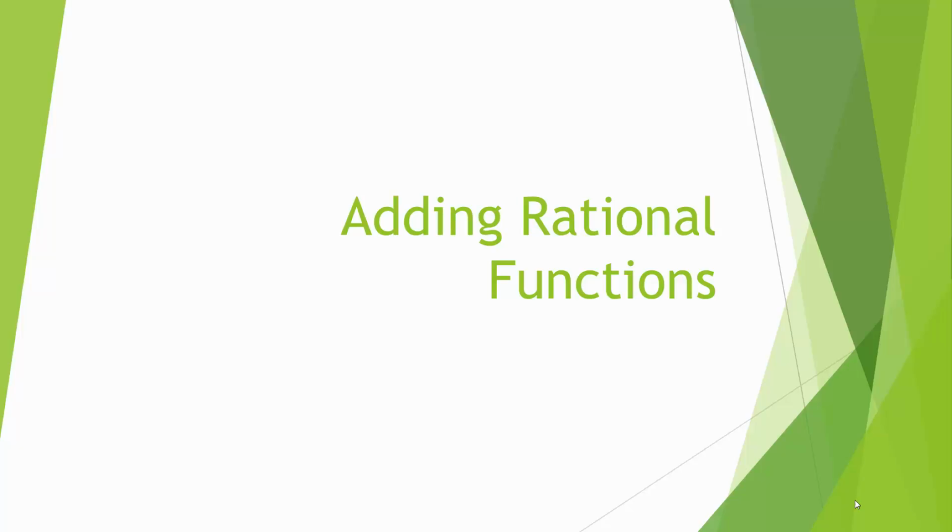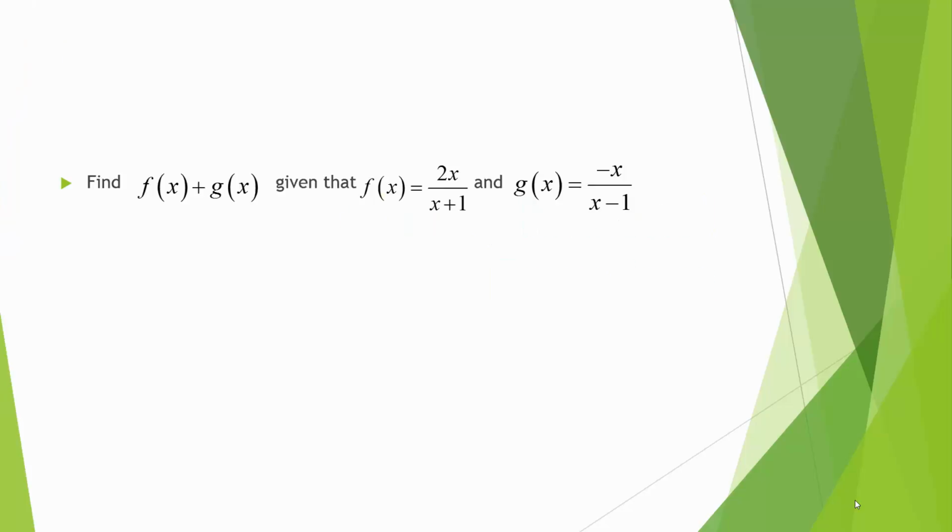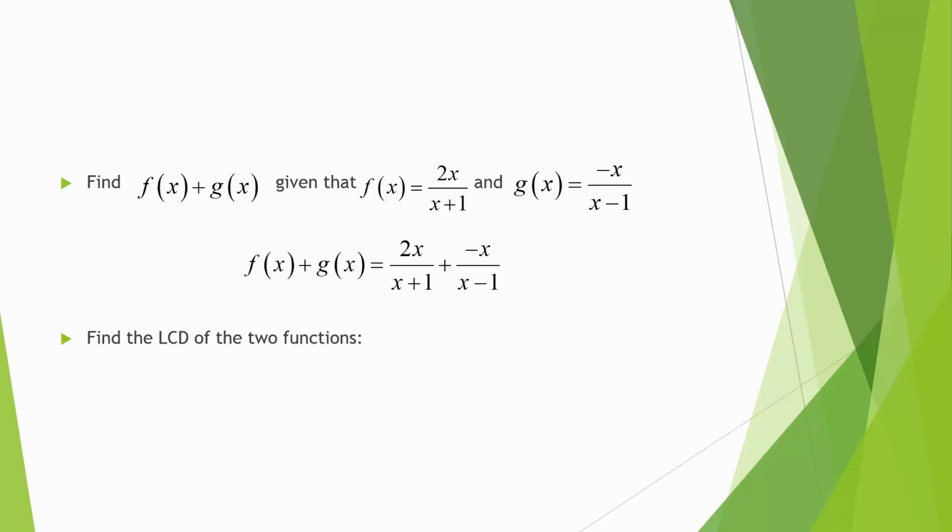So today we're going to learn about adding rational functions. We're going to add f of x plus g of x, given that f of x equals 2x divided by x plus 1, and g of x equals negative x divided by x minus 1. So we write f of x plus g of x equals 2x divided by x plus 1 plus negative x divided by x minus 1.